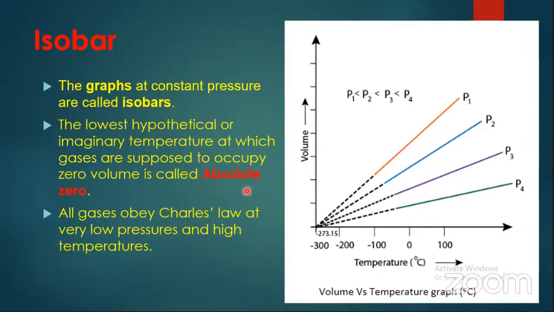So absolute zero temperature is minus 273.15 degrees centigrade. Students, remember this point. For example, see here, this is an isobar for some system. Isobar volume versus temperature is taken. Again, volume is directly proportional to the temperature according to Charles law. So there will be a straight line passing through origin.